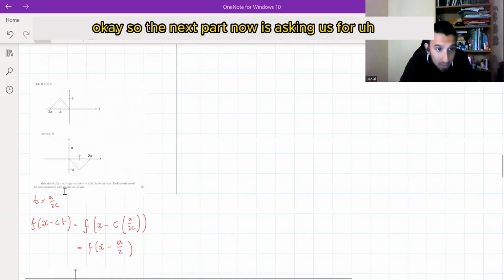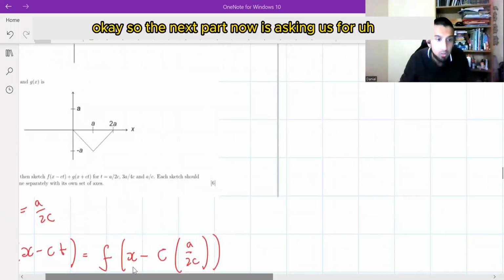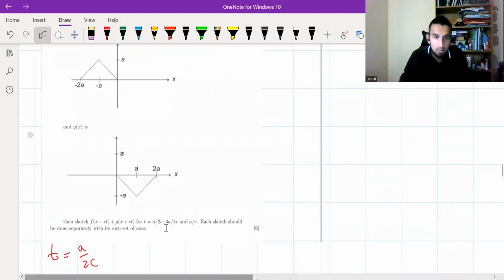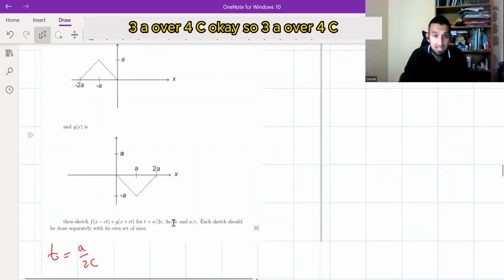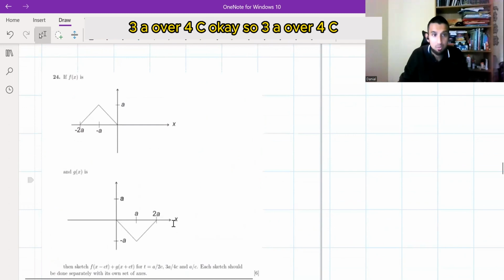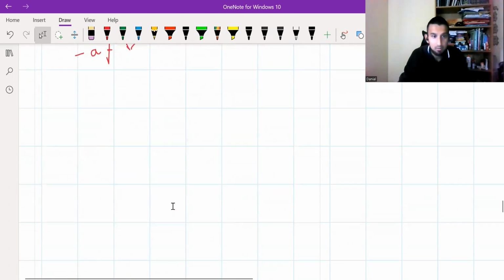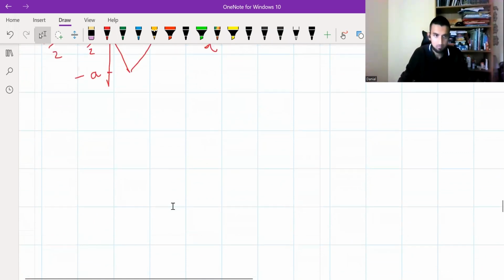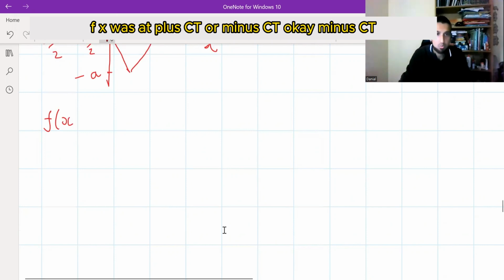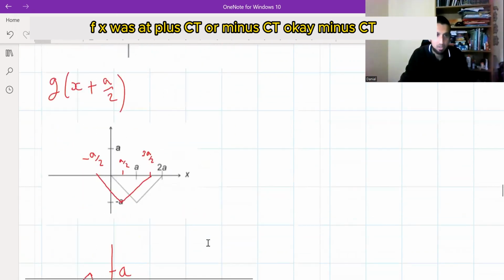Okay, so the next part now is asking us for 3a over 4c. Okay, so 3a over 4c. So we want f(x), what was it, plus ct or minus ct? Okay, minus ct.